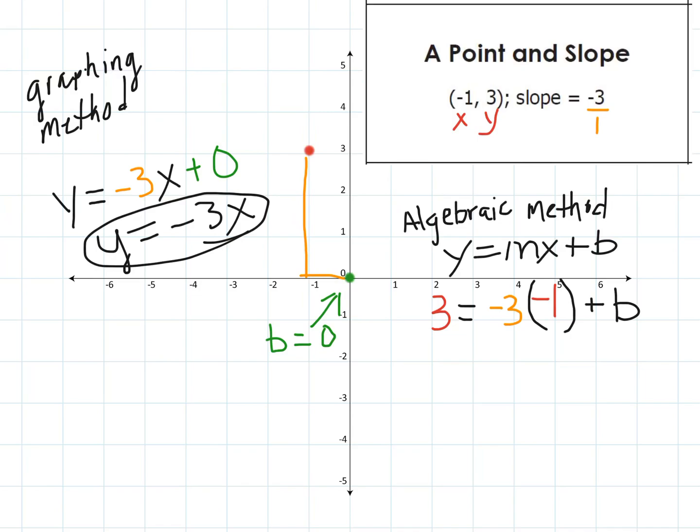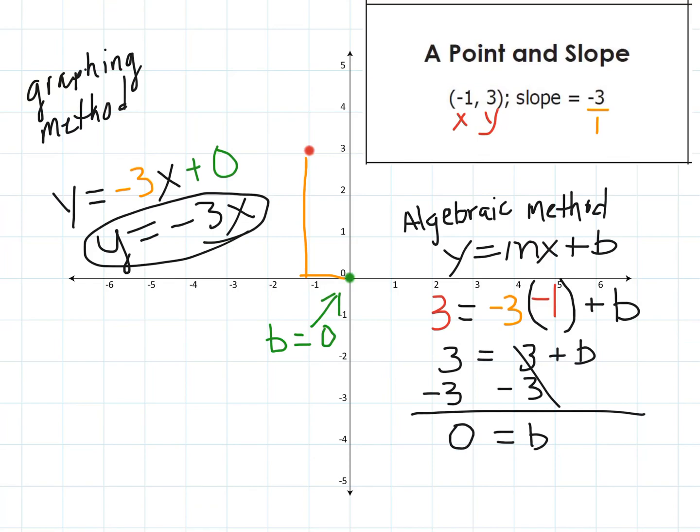Now what I'm going to do is multiply those. -3 times -1 is +3. I'll subtract 3 from both sides. And I do get b equals 0. Okay, and so again, just my final equation here would be y equals -3x. All right, fantastic job.